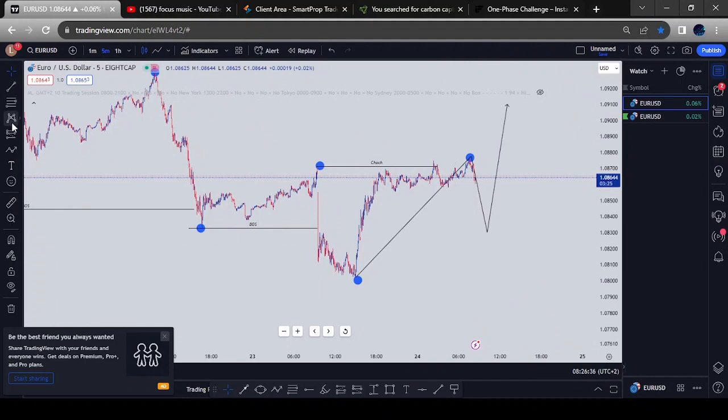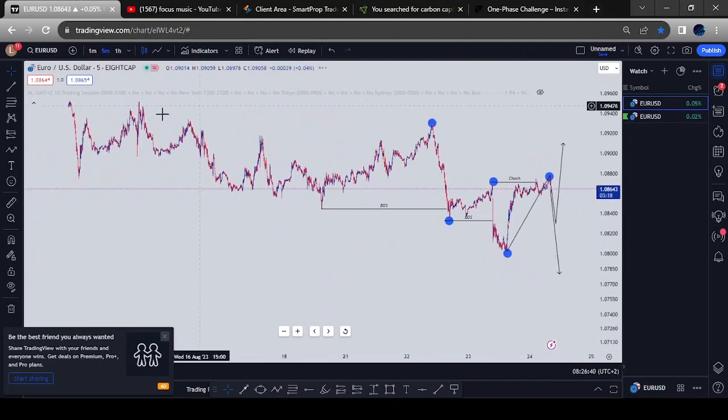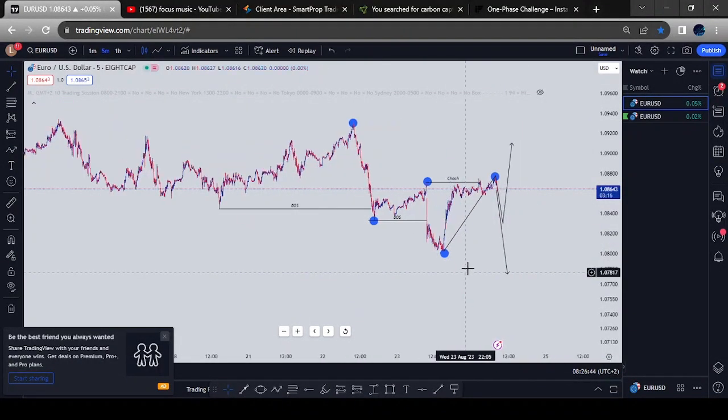If it's not, and it was just a run of liquidity, most likely then price will just continue with its bearish momentum as it has been for quite some time.